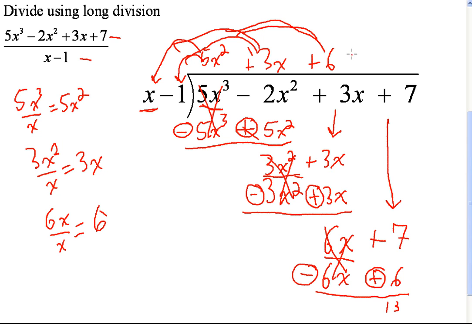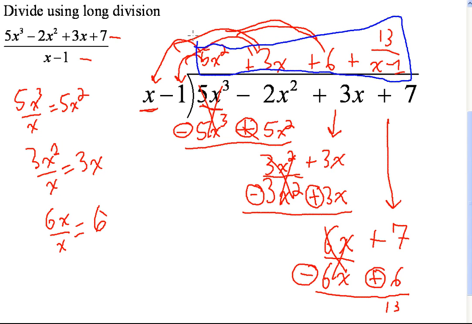So it's positive 13, so I'll write plus up here, and I take my remainder and write it over what I divided by, which was x minus 1. So the final answer here is 5x squared plus 3x plus 6 plus 13 over x minus 1. And that's a look at polynomial long division.